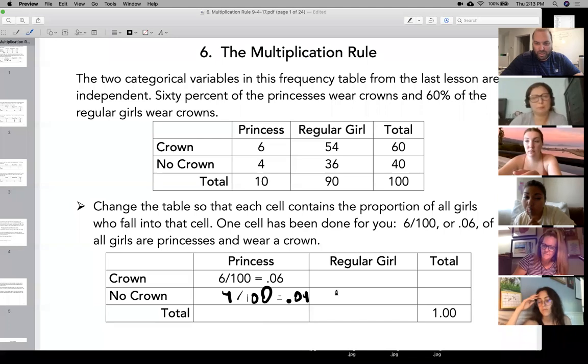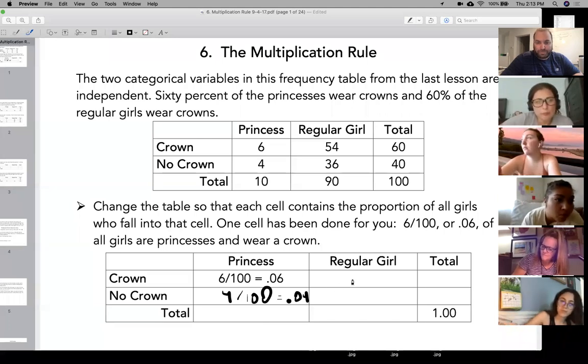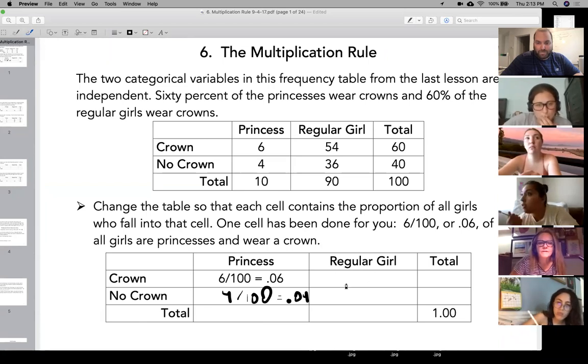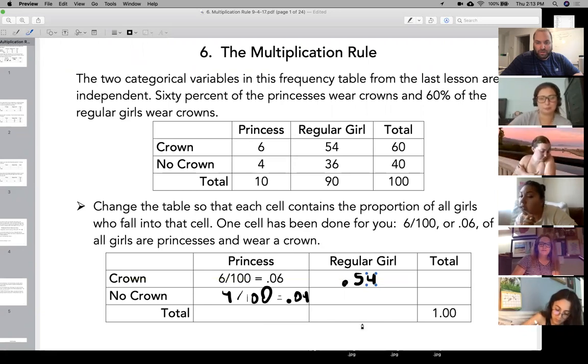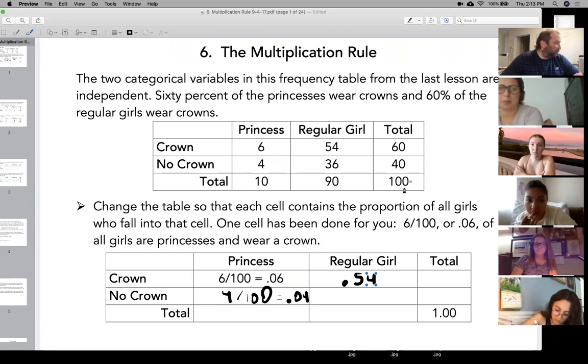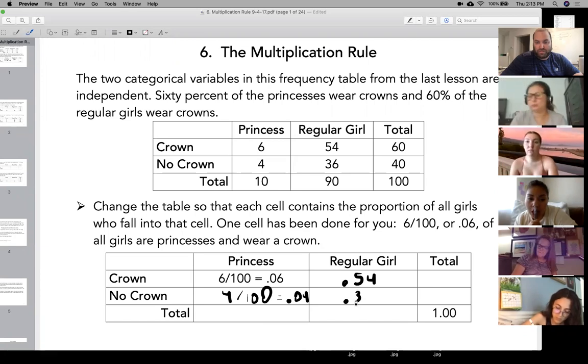4%. What would I put here? 54 over 90? No, not over 90. It's always over 100. Always over 100. Right? We're doing over the total amount, over 100. So 54 over 100. And what would I put down here? 0.36.